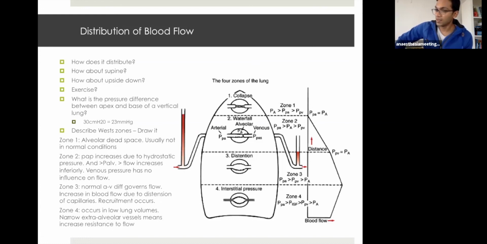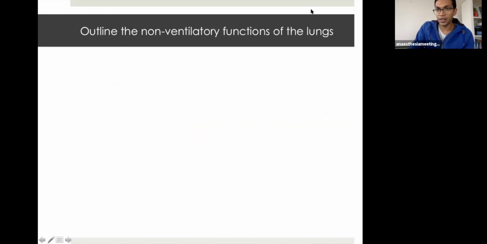If there's less, I can imagine that all these numbers depend on a few things, and I haven't seen any experimental data to show what the difference is. But yeah, you'd have less distribution, less of the top and the bottom, zones 1 and 4. I can imagine there'd be far more uniform distribution because there's far less of a pressure gradient to spread those differences out. But I haven't seen any experimental data on it. If I got that question, I'd just describe it in terms of gravity and make reasonable statements like you have. Okay, guys, outline the non-ventilatory functions of the lung.